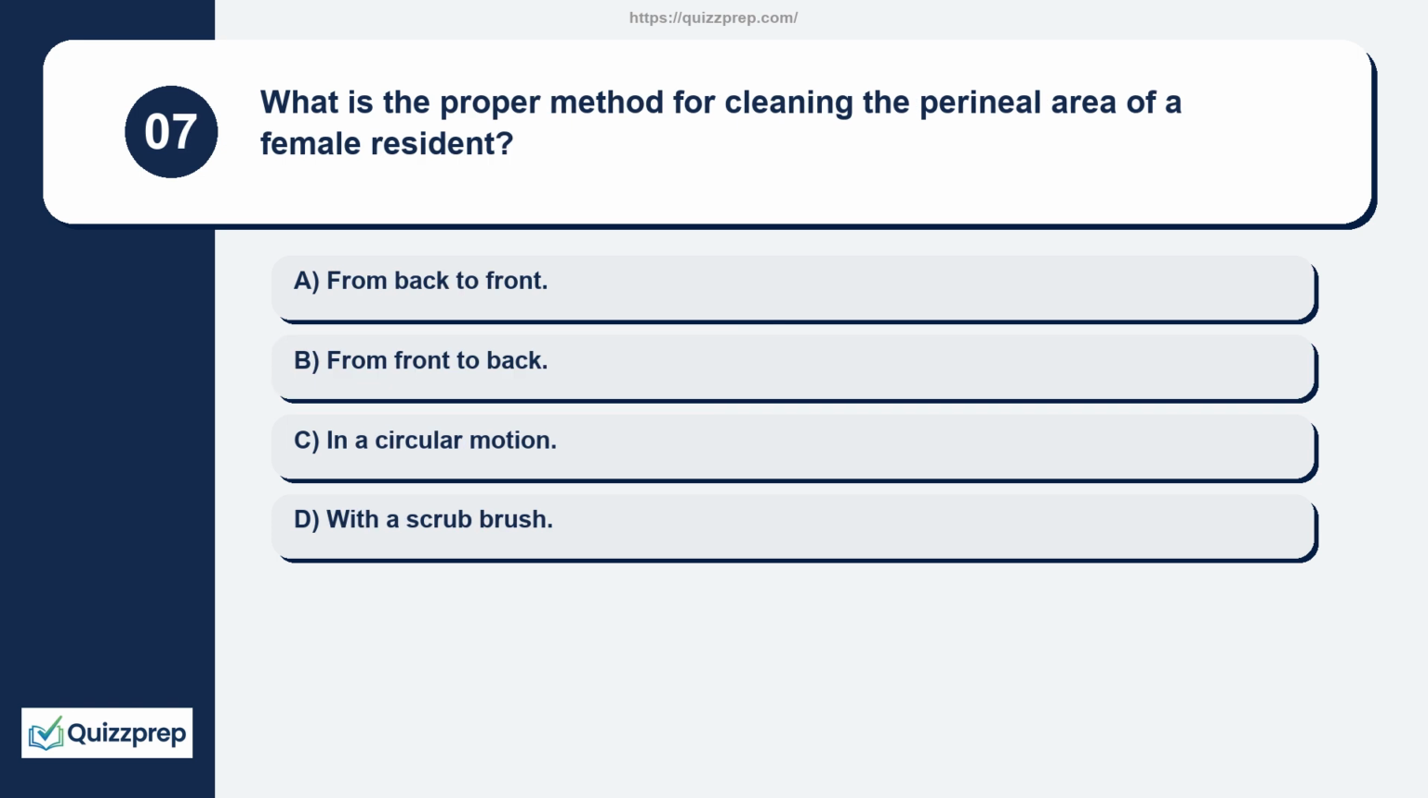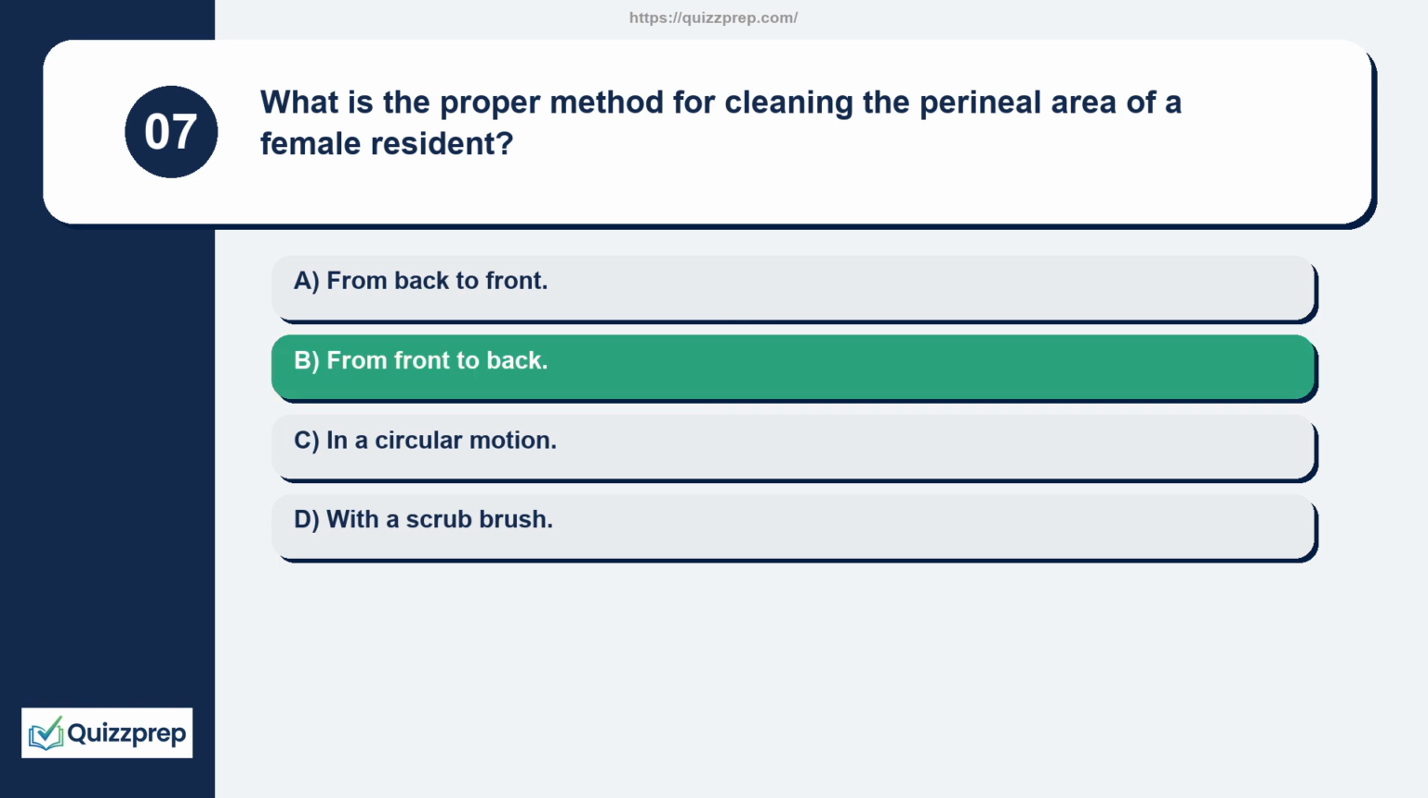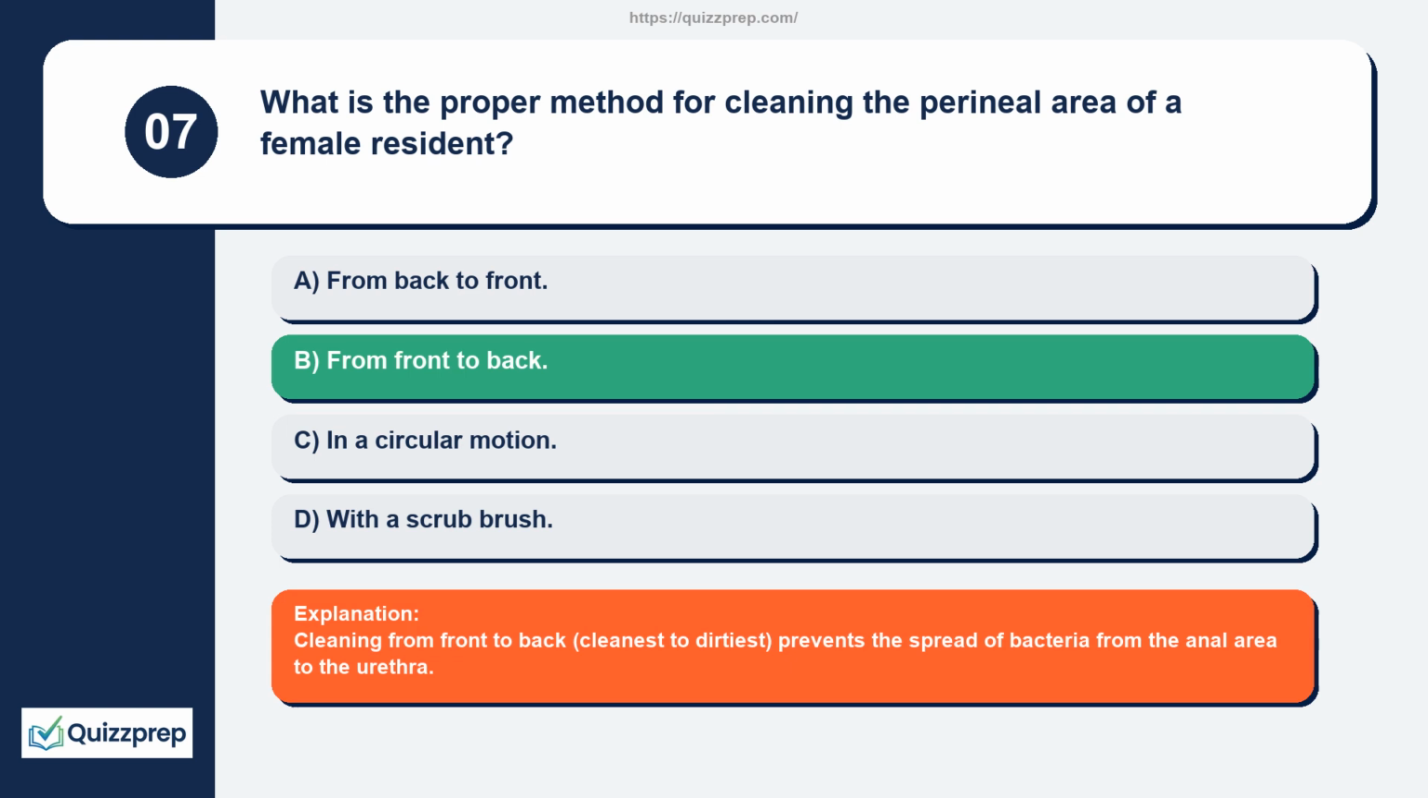Question 7. What is the proper method for cleaning the perineal area of a female resident? From back to front, from front to back, in a circular motion, with a scrub brush. Cleaning from front to back, cleanest to dirtiest, prevents the spread of bacteria from the anal area to the urethra.